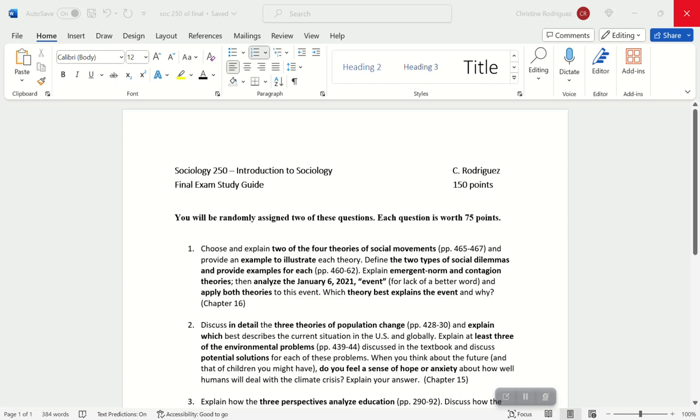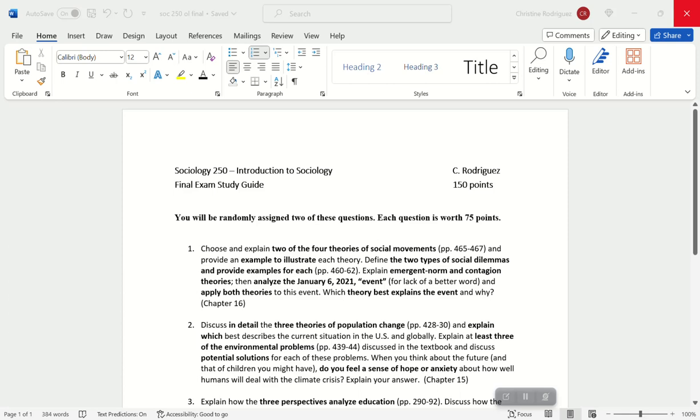So, make sure that you don't just explain the 2 theories that you've chosen, but you also provide an example to illustrate each theory. Define the 2 types of social dilemmas and provide examples for each. Remember, the 2 types of social dilemmas are the tragedy of the commons and the tragedy of public goods. I'm blanking right now, but you got it. There are the page numbers.